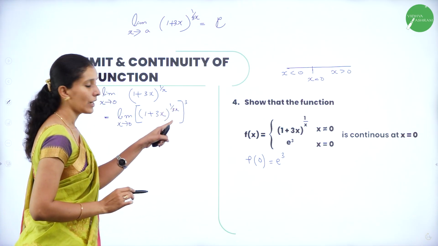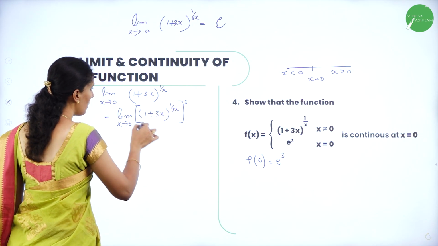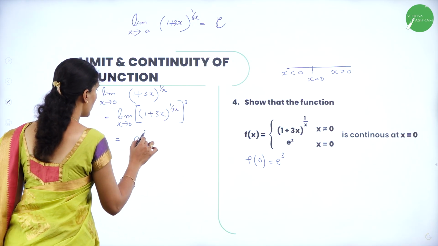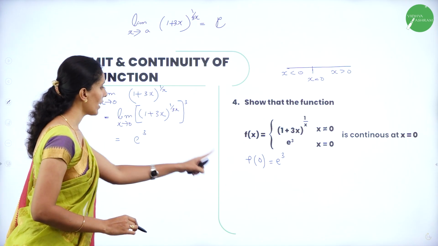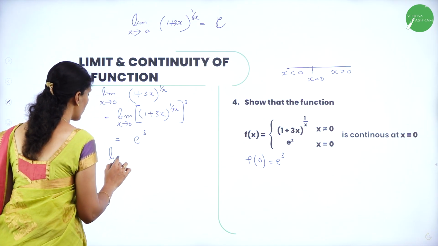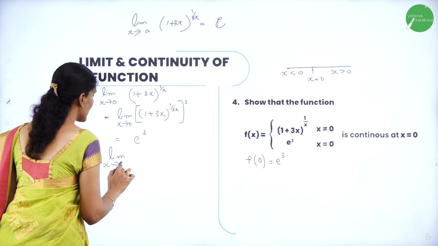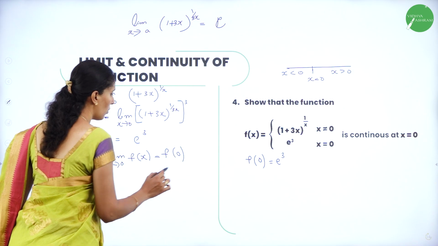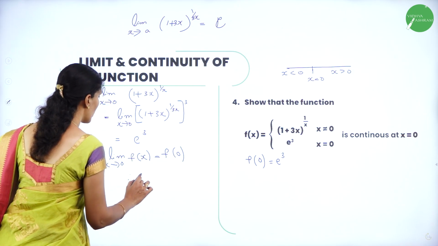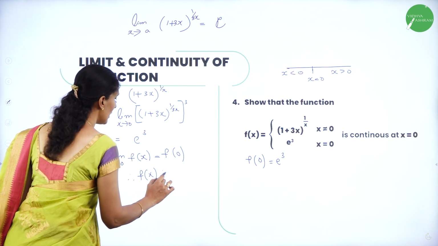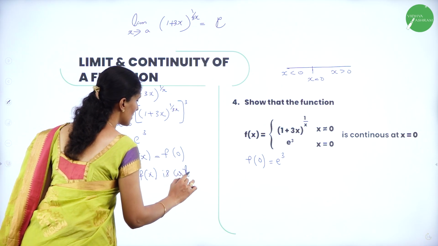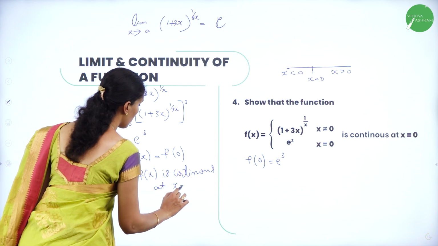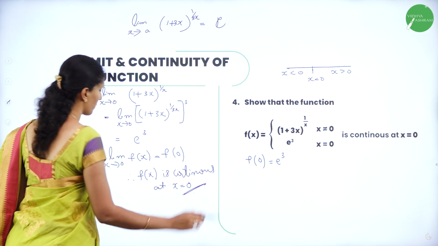So that 3 and 3 get cancelled, we'll get back. If you apply the limit for this function, it is e. And outside you have cube, so therefore it is e cube. Clearly you can see the limit of the function as x tends to 0 is equal to f of 0. Both are e cube. So therefore, f of x is continuous at x equal to 0.